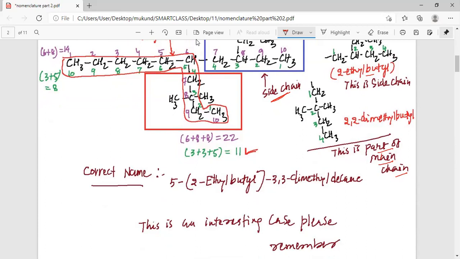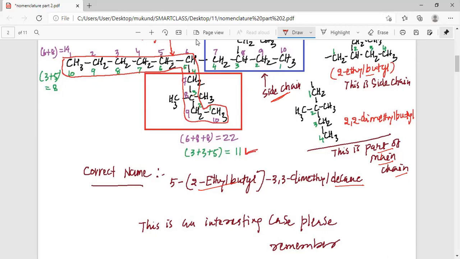On the fifth carbon, we have 2-ethyl butyl group available. So we will write the name as on fifth carbon, we have 2-ethyl butyl. And then on the third carbon, we have 2-methyl group. So we will call it 3,3-dimethyl decane.